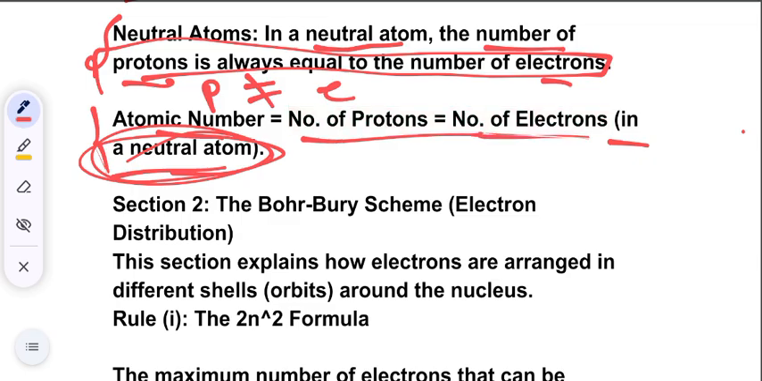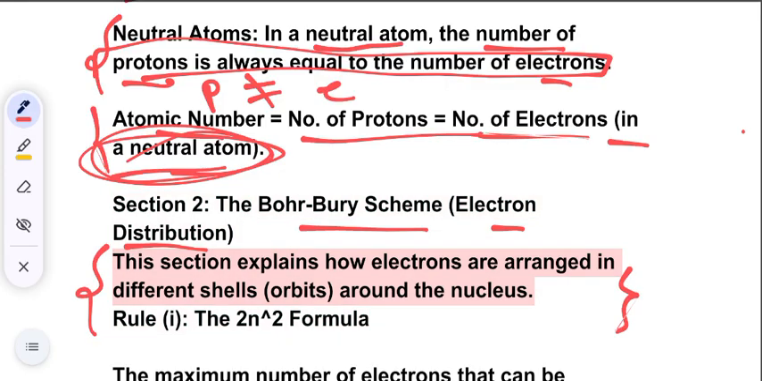Now the main topic we are going to start today is the Bohr-Bury scheme, which explains how electrons are distributed, and how electrons are arranged in different shells or orbits. This section explains how electrons are arranged.